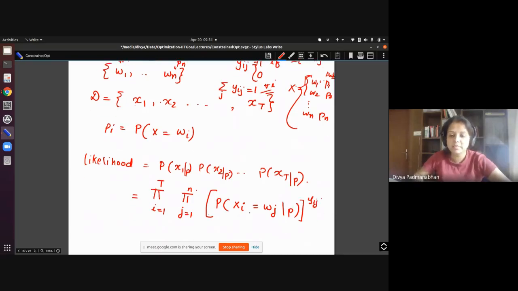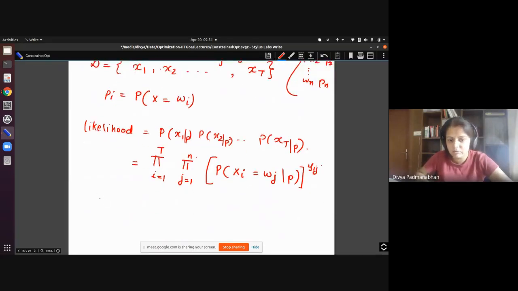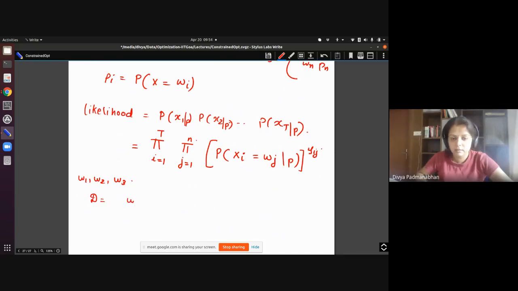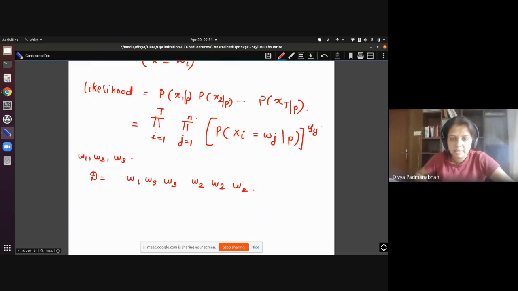Okay, so what it means is, let's take an example. If I have 3 words, w1, w2, w3, this is my collection, and my document was, say, w1, w3, w3, w2, w2, w2. If this was my document, now the likelihood would be what?